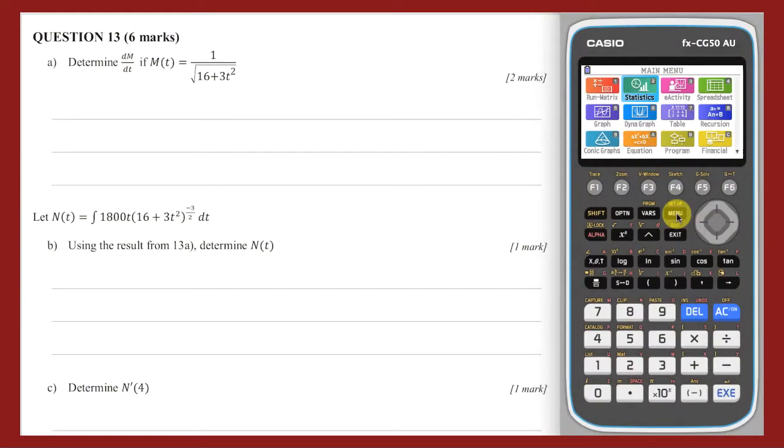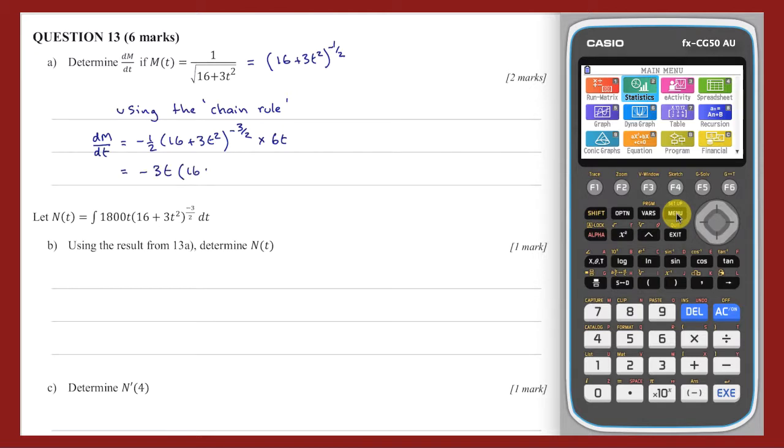Question 13. Part A. The function m of t is easier to differentiate if rewritten as (16 plus 3t squared) to the power of minus a half. The derivative of m of t can be found using the chain rule for differentiation. dm by dt equals minus a half times (16 plus 3t squared) to the power of minus 3 over 2, multiplied by 6t, the derivative of the inner part of function m. This can be simplified to minus 3t times (16 plus 3t squared) to the power of minus 3 over 2.